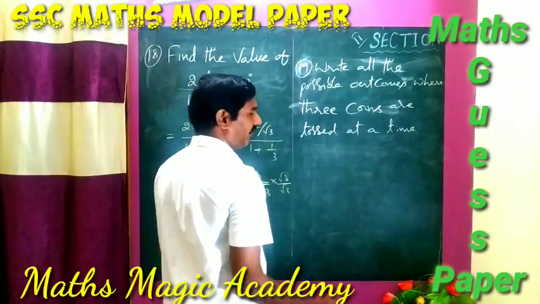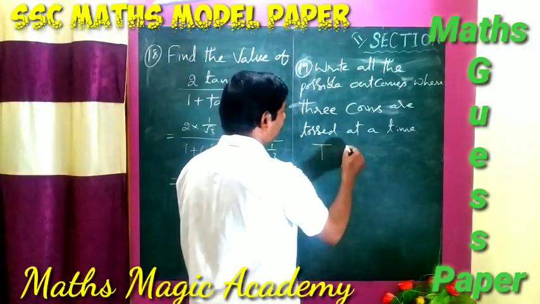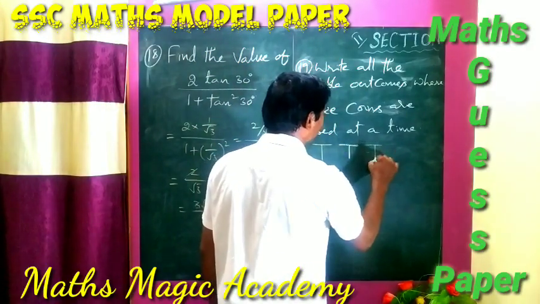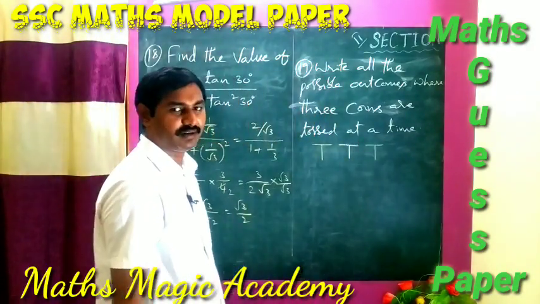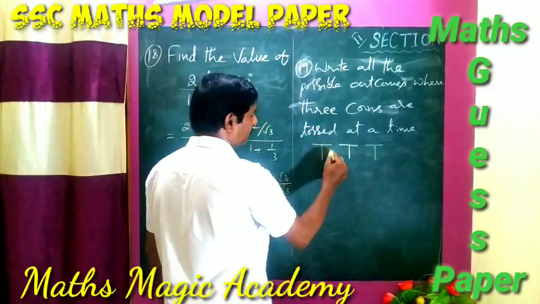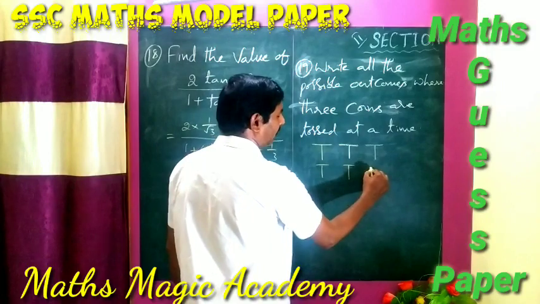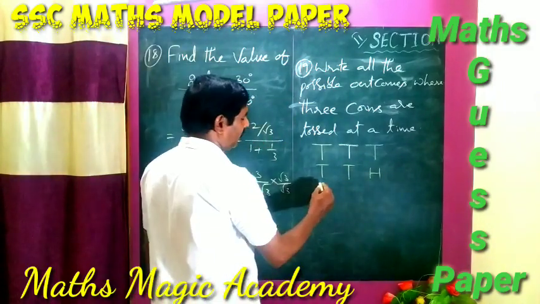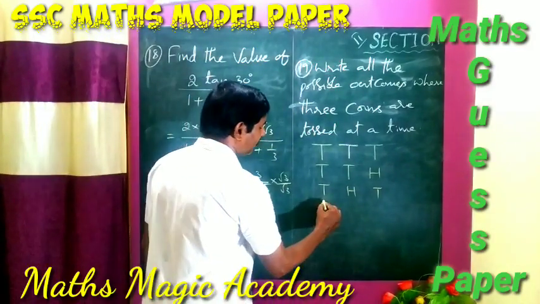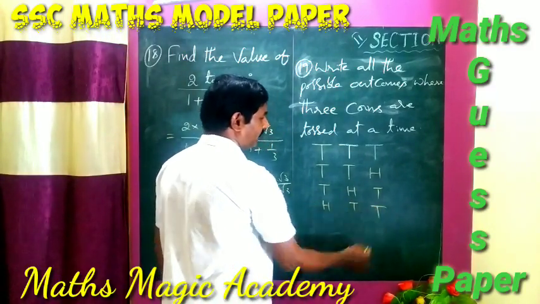The first coin, when I toss it, gives tail. And the second coin also gives tail. And the third coin also gives tail. There is a possibility that all become tail. Now there is a change. I am changing the tail and head. So it is a tail, it is also tail, and it may be head. There is a possibility: it is a tail, it is a head, and it is a tail. And it is head, it is tail, it is also tail. That is one type of possibility.